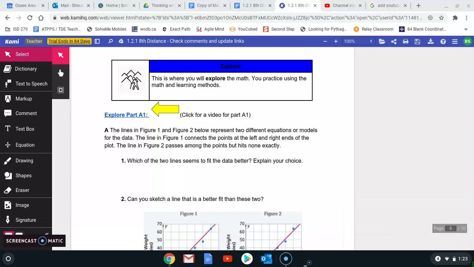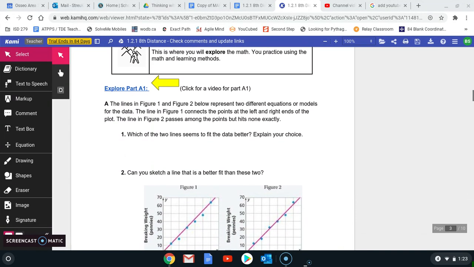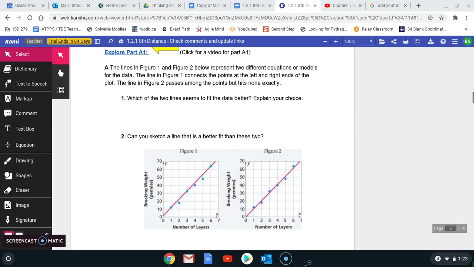The line in figure 1 connects the points at the left and right ends of the plot. The line in figure 2 passes among the points but hits none exactly. Which of the two lines seem to fit the data better? Explain your choice. So take a look at figure 1 and figure 2.